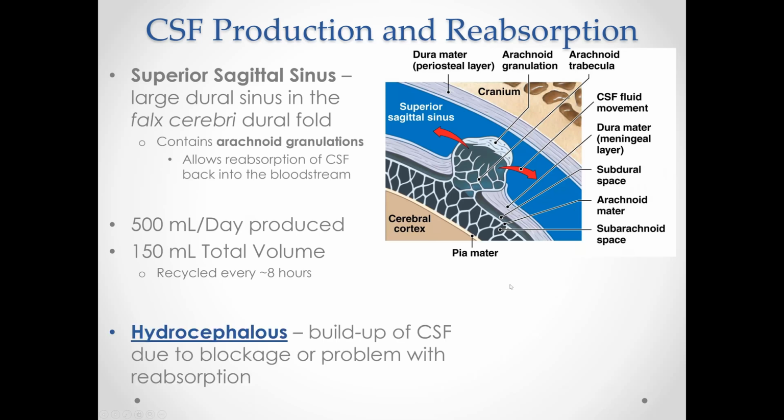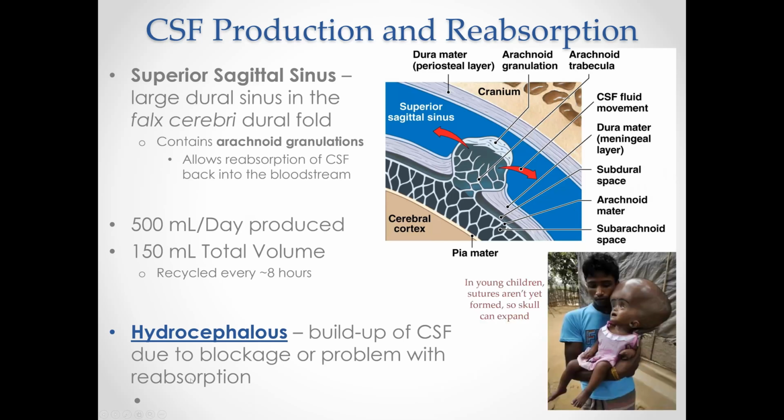And this is a condition called hydrocephalus. This is when you have a buildup of CSF due to blockage. So there could be a blockage somewhere in the pathway that we went over on the previous slide. Or more likely, there's a problem with the reabsorption and the CSF is unable to be reabsorbed back into the bloodstream. Just because you can't reabsorb it doesn't mean you stop making it. So you keep making it, but it starts building up because you can't reabsorb it.